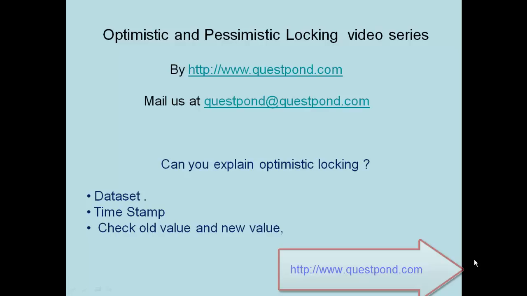Now in this video we'll try to understand the various ways by which we can do optimistic locking. We'll look into three important ways of doing optimistic locking. One is by using a dataset, which has an inbuilt capability of doing optimistic locking. Second, we'll create a timestamp column on the table and see how we can achieve optimistic locking. And third, we can also check old and new values to achieve optimistic locking. But before we move ahead, first let's understand what optimistic locking exactly is.